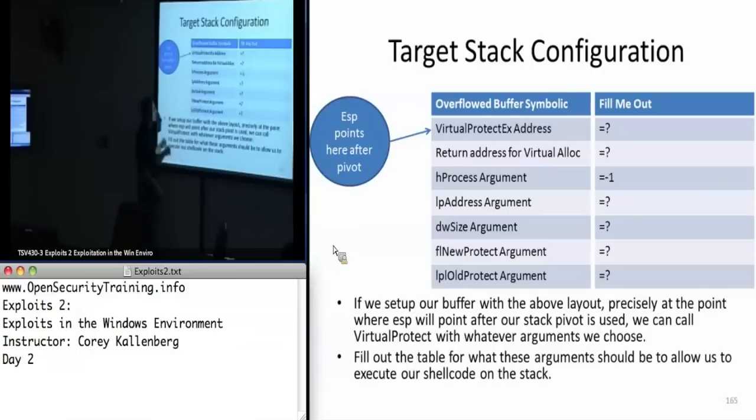So what I want you guys to do is look at the MSDN page for VirtualProtectEx and figure out what these parameters should be. Now, I want you to actually write them in your course notes there, because that'll help you remember everything and keep track of it. And it'll allow us to craft this fake stack frame in our payload file as well.